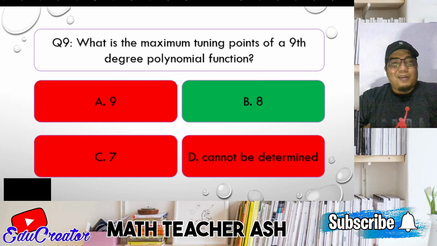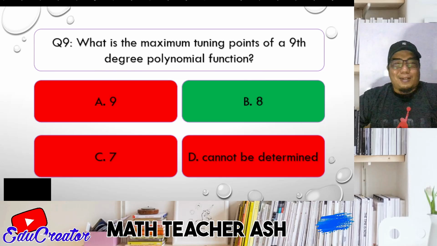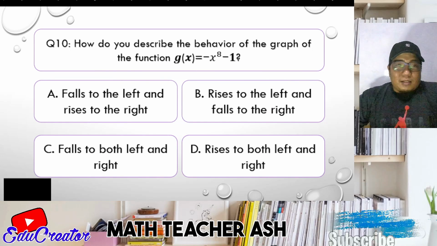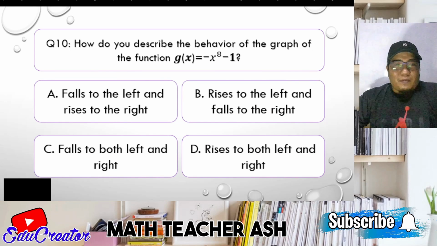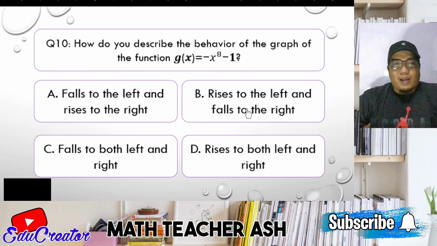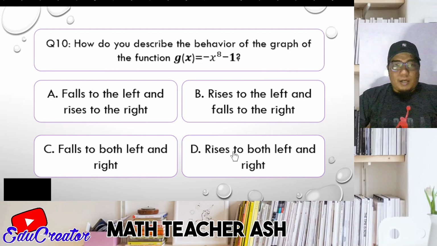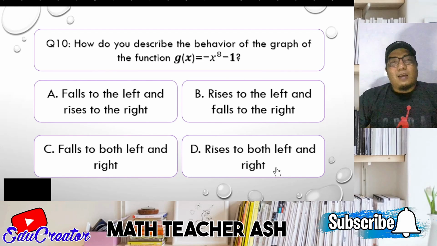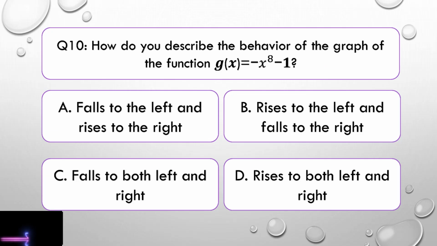My dear math learners. Now, let us go to question number 10. How do you describe the behavior of the graph of the function g of x is equal to negative x to the 8 minus 1? Okay, so ganun pa rin. A, falls to the left and rises to the right. B, rises to the left, downward. Ito naman, both upward. Okay, I'll give you 5 seconds to answer this question.